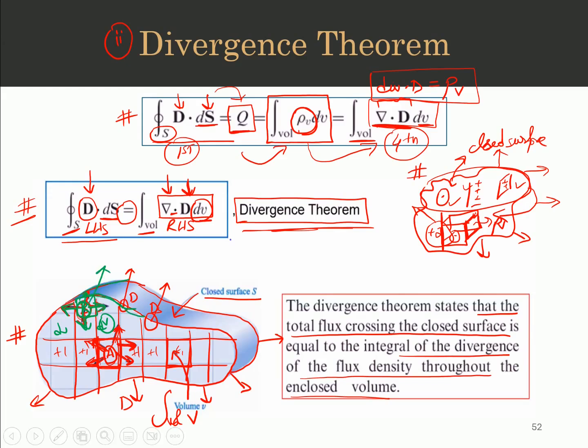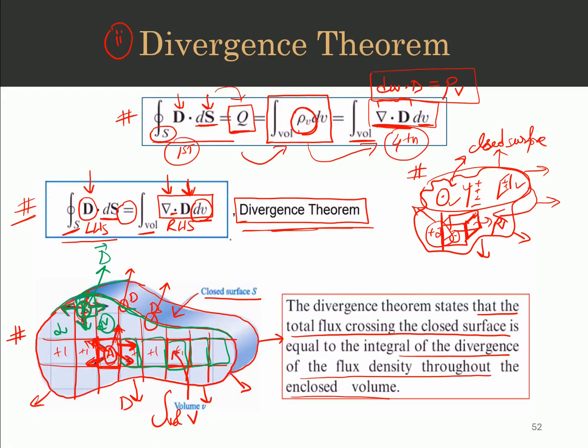So either I can integrate all these volumes to get the answer, or I can just integrate the field lines that are leaving the surface, and that will be D. So this is what the equation is saying. This is the relationship of the equation.